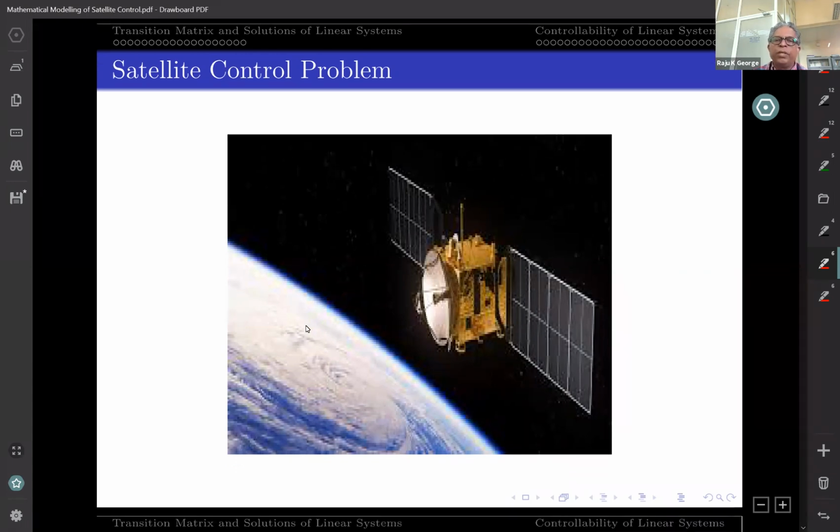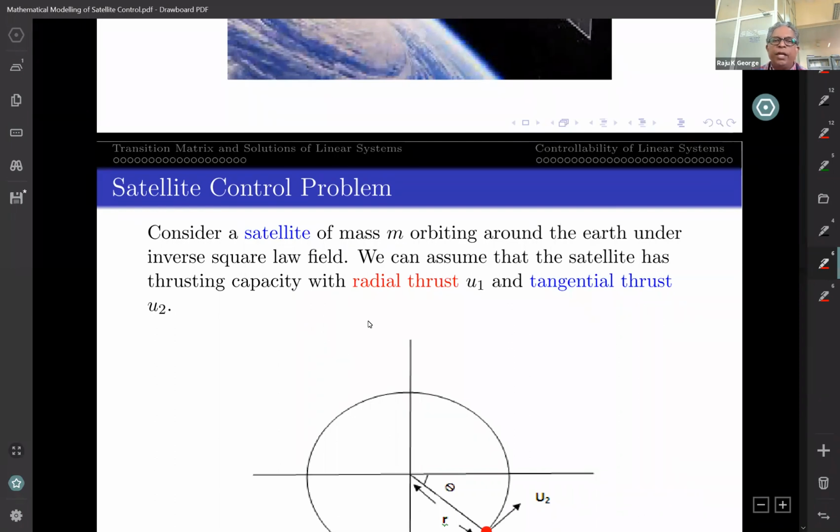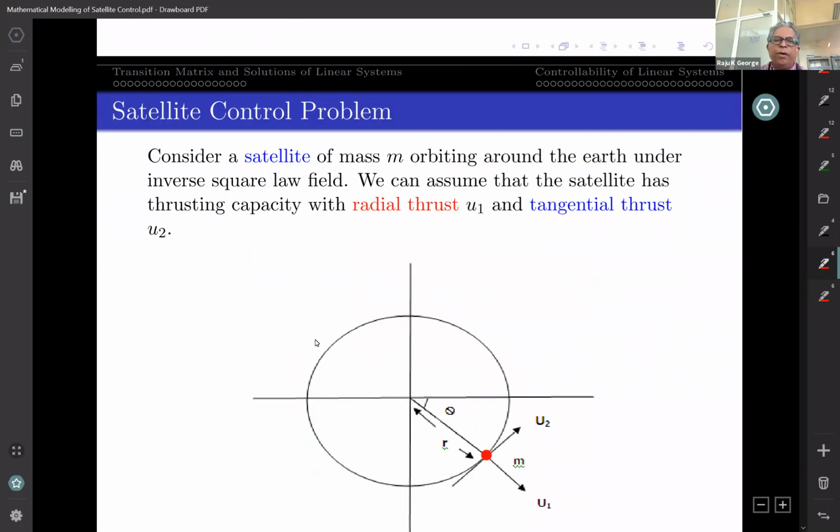For that, consider a satellite of mass m orbiting around the Earth under the inverse square law of field. We assume that the satellite has two thrust states. This red dot indicates the satellite, and the center of the circle is Earth. The satellite has two types of thrust states, or controls. Along the radial direction, we assume there's a radial thrust U1, and along the transverse or tangential direction, we have U2 as a control.